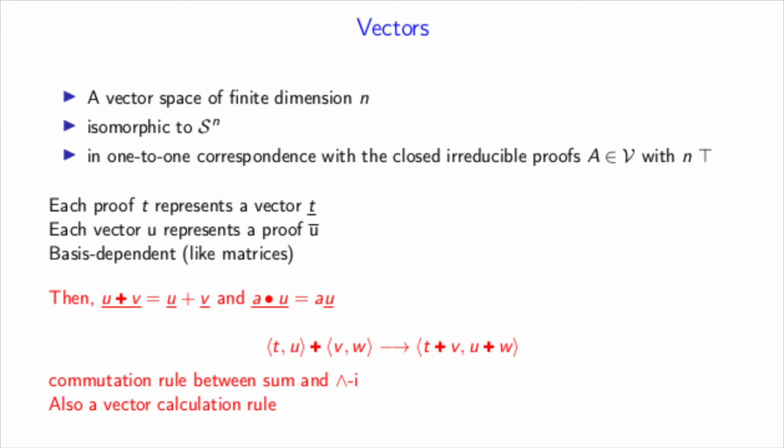Moreover, the sum of proofs that has been introduced with the sum rule in the logic corresponds to the sum of vectors, and the product of a proof by a scalar corresponds to the product of a vector by a scalar. If you look again at this reduction rule that has been introduced as a commutation rule between the sum rule and the introduction rule of the conjunction, and remember that this commutation rule was needed in order to reduce the commuting cuts, then we can see that this rule is also a vector calculation rule that adds the coordinates one by one.